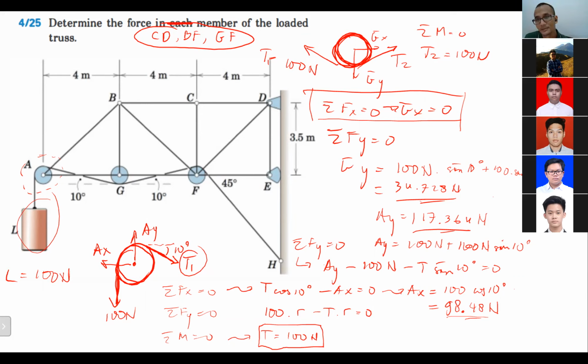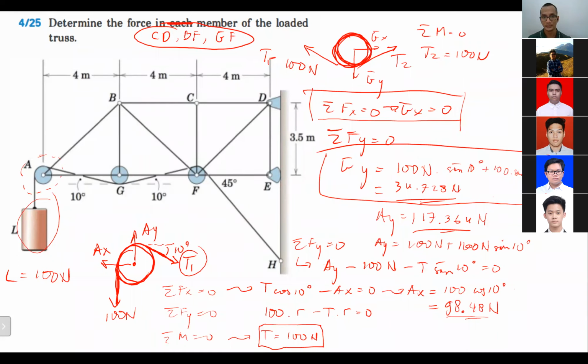Oh, I thought there was some theory in there. No, in order to make it faster, because if I list out all the equations it will be too long. The same for sigma Fy equal to 0: 100 Newton sin 10 degrees plus 100 Newton sin 10 degrees minus GY equal to 0. So that's why GY will be like this.